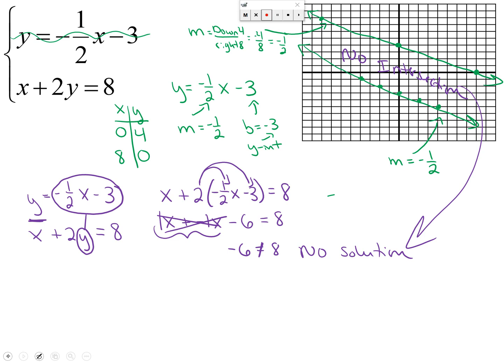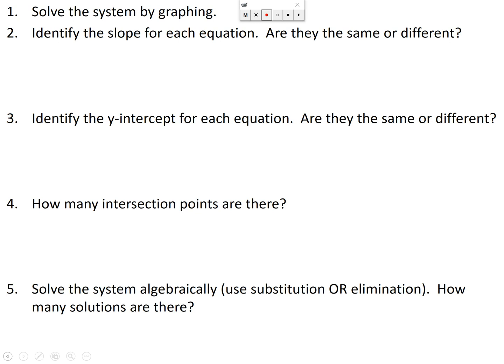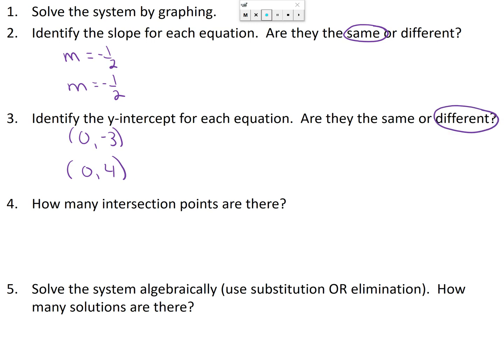So if we were to look at this, because there are some early signs that can help you tell sooner, if we identify the slope for each equation, both of our slopes ended up being negative 1/2. Both of our slopes were the same. But the y-intercepts were different. One y-intercept was at negative 3, and the other was at 4. So if you're looking at two equations, you graph them, and you see they have the same slope but a different y-intercept, we're going to have parallel lines. So how many intersection points are there? There's none.